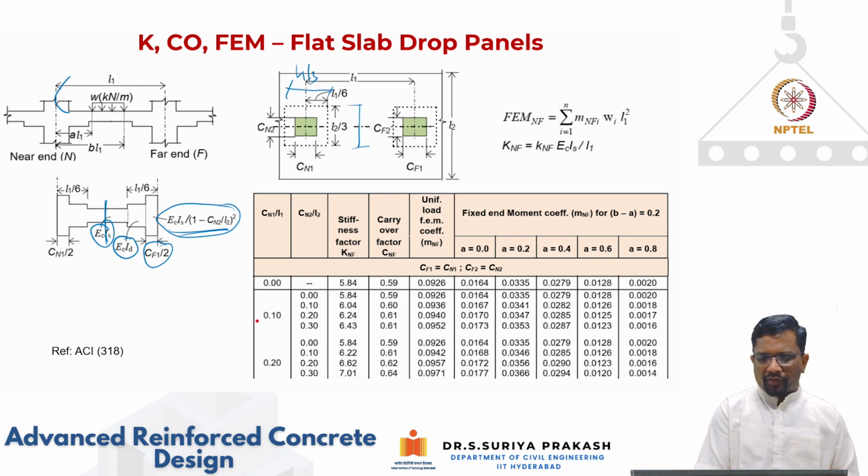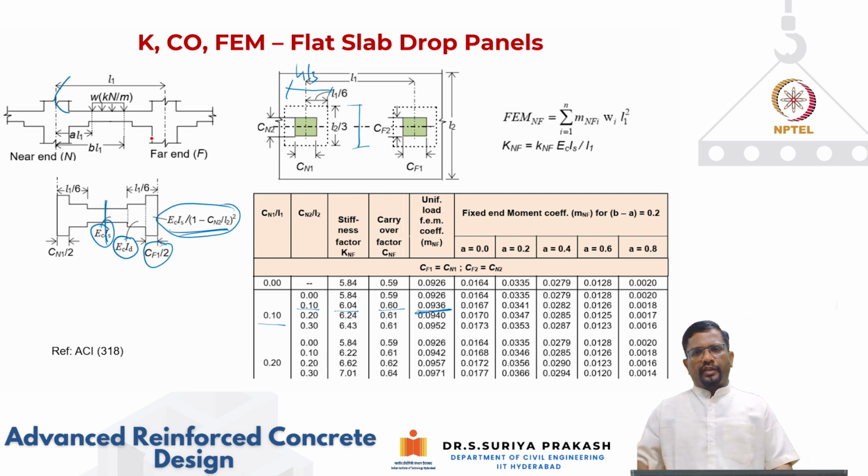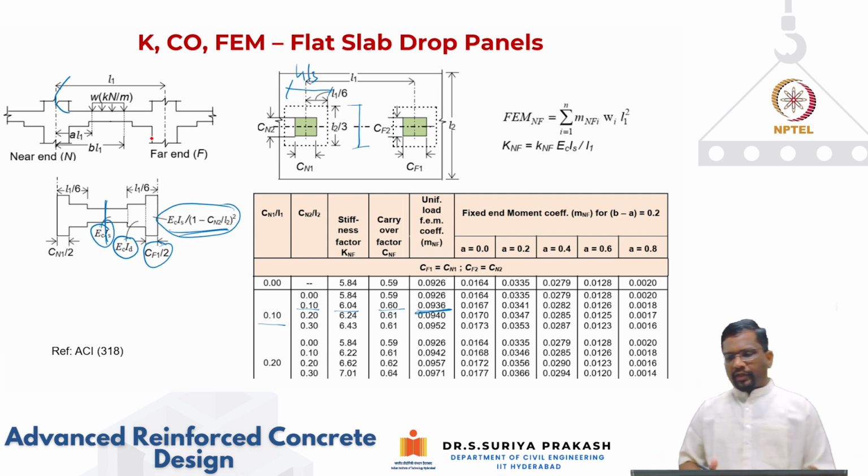For example, if you look at Cn1 by L1 as 0.1, Cn2 by L2 as 0.1, your stiffness parameter now you see it has increased to 6.04. Similarly, carryover factor has increased to 0.6 from 0.5. And fixed end moment coefficients also increased, assuming that the entire span is loaded, right? In this case, AL1 is going to be 0, A is going to be 0, and B is going to be equal to 1. Okay. So if the entire span is loaded, then you have these coefficients.